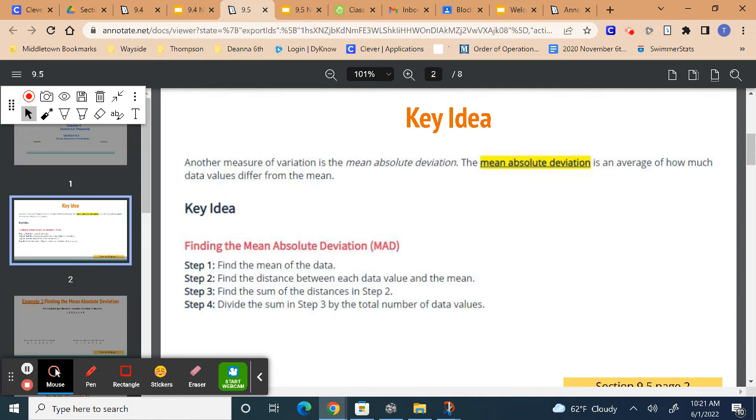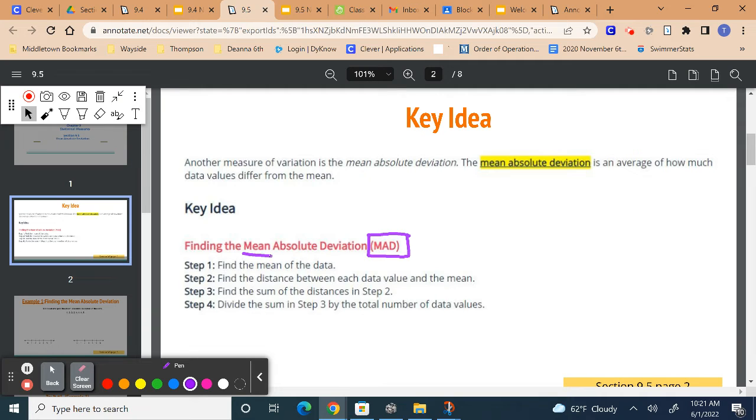For mean absolute deviation, they usually will say MAD, M-A-D. There are 4 steps to mean absolute deviation, and it actually goes along with what they're saying. The first step is to find the mean of the data. So there's that word mean.